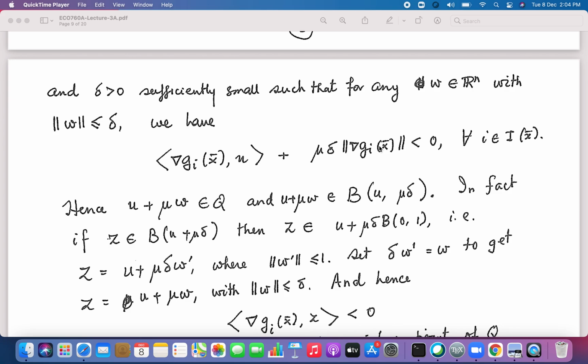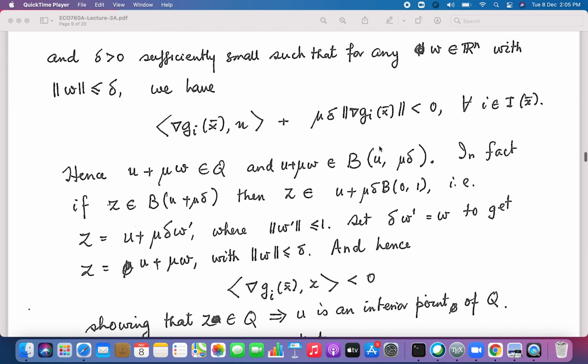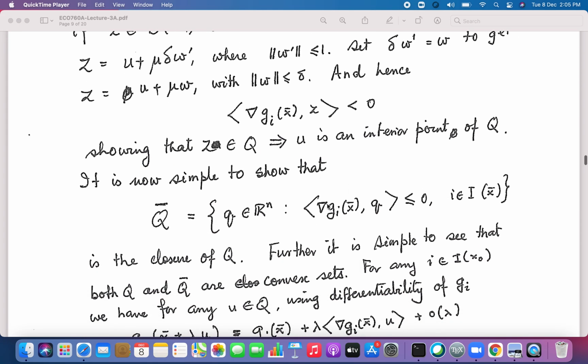is the closure of Q bar, but Q bar is closed, so it is equal to Q bar, but the interior of Q bar is actually Q. So you have Q and its closure. So your P actually is lying here.